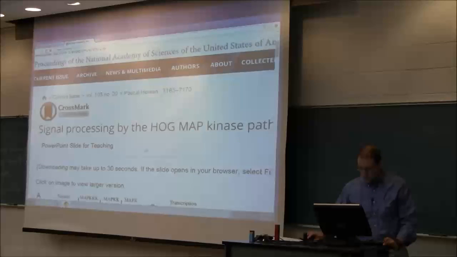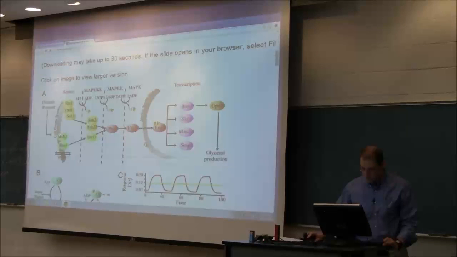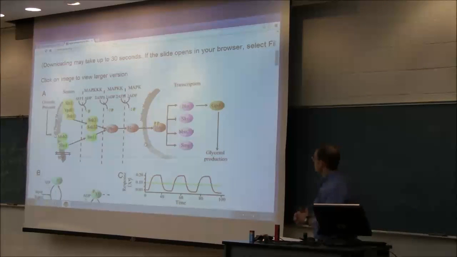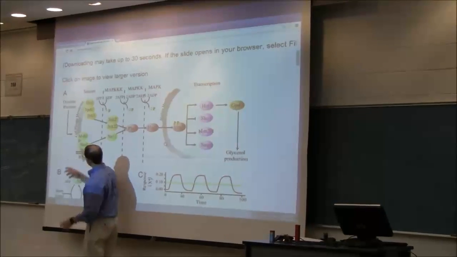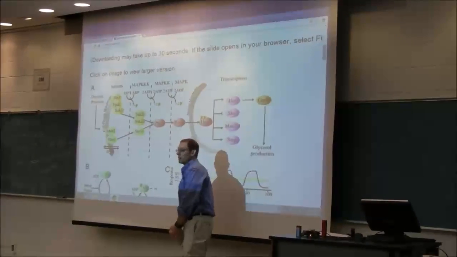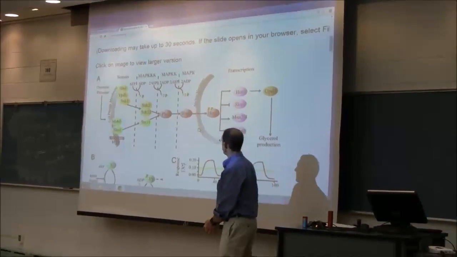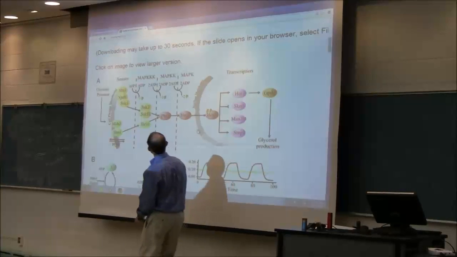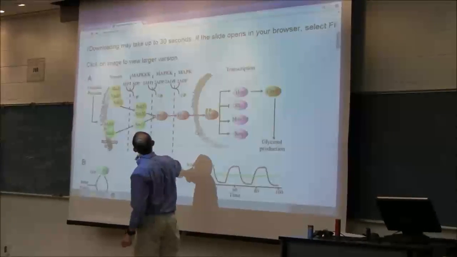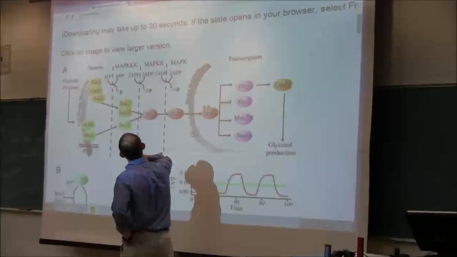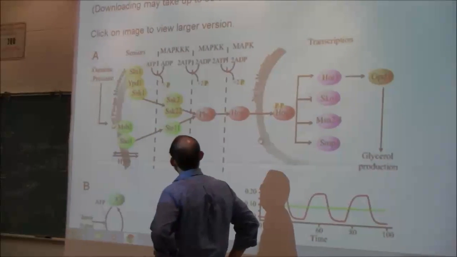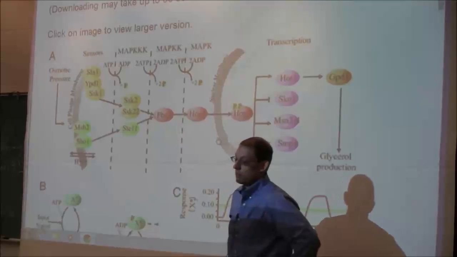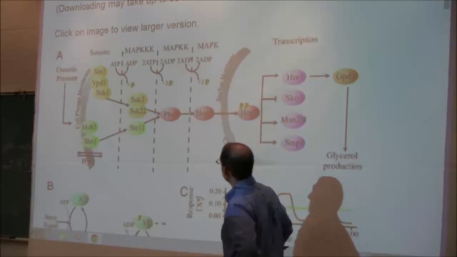All right, so here's the first figure showing what is going on. Osmotic pressure affects the conformation of receptors on the surface of a yeast cell. So these are sensors. And then there are 3 different MAP kinases. MAP stands for mitogen activated protein kinase.